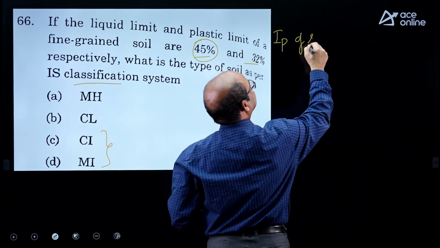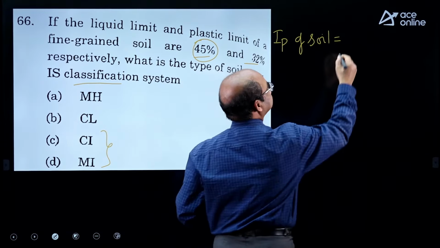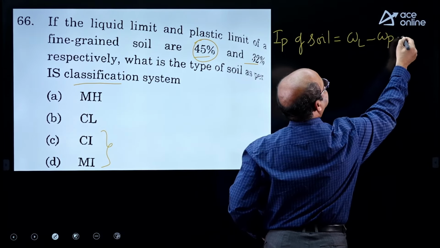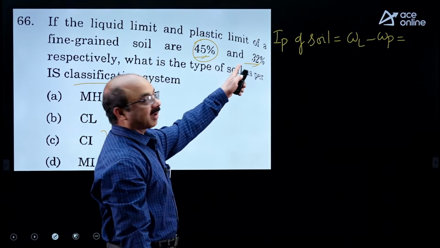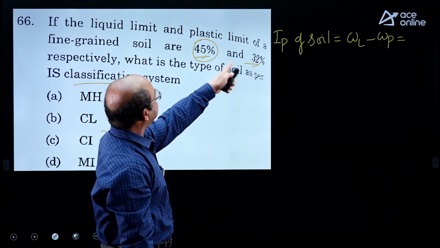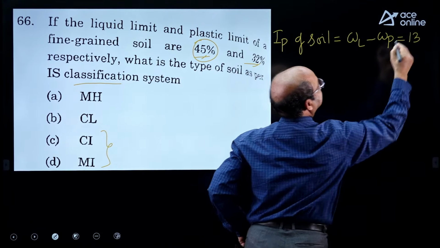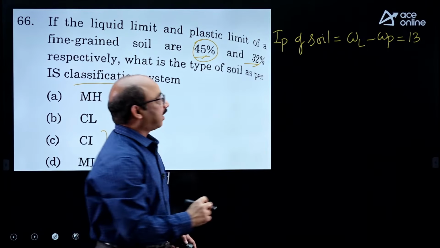IP of the soil you have to calculate. IP of soil is equal to liquid limit minus plastic limit. Liquid limit is 45, plastic limit is 32. 45 minus 32, how much? You will get 13. Then you require IP of the A line there.